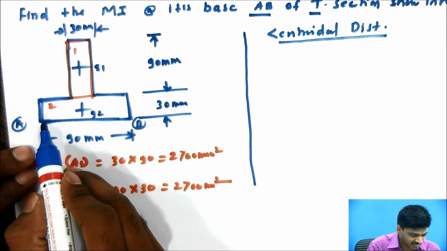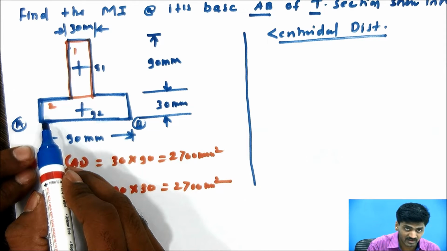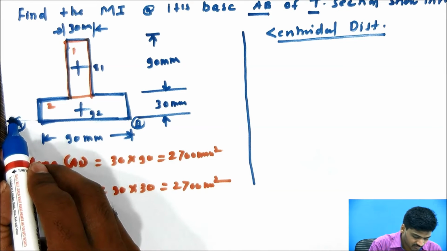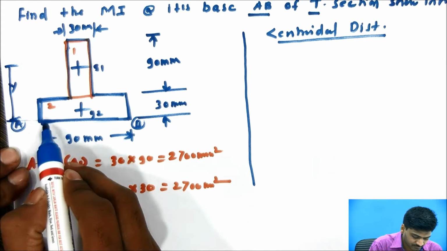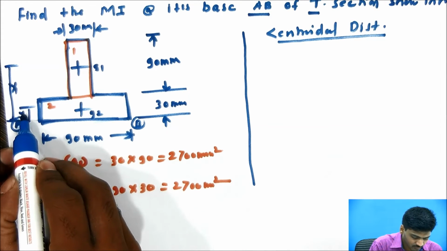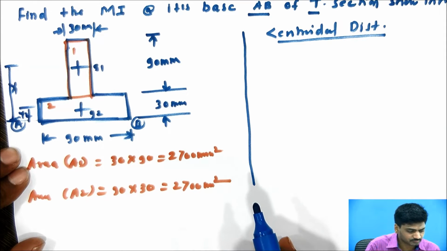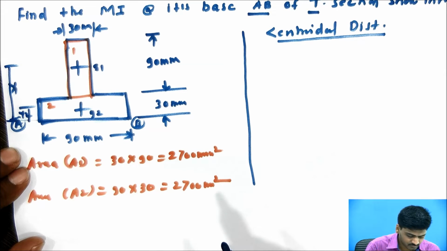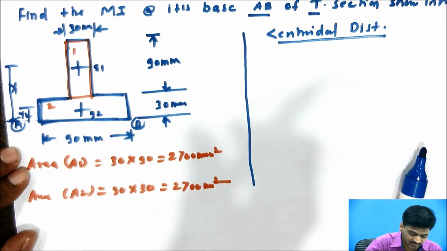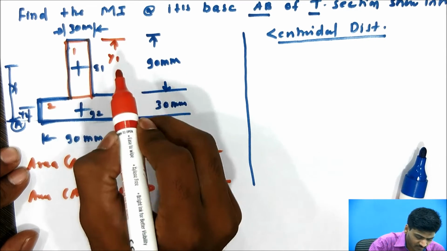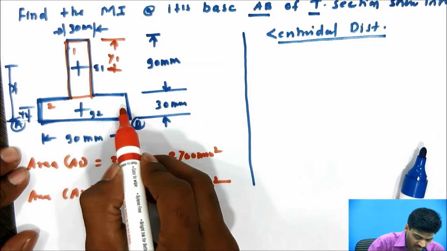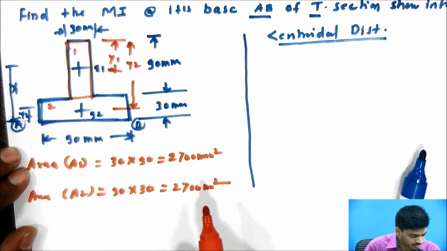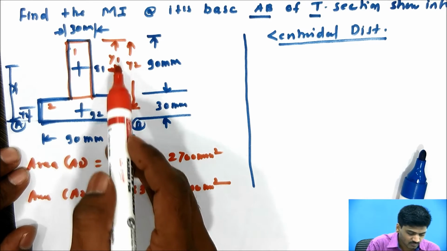Before that, you may calculate the distances y1 and y2 from the reference axis AB. Observe this vertical distance: this is your y1, this is your y2. Or you may calculate from the top. The choice is yours. Otherwise, in the second method, this is your y1, and from here this is your y2. Now we are calculating y1 and y2 from the top.